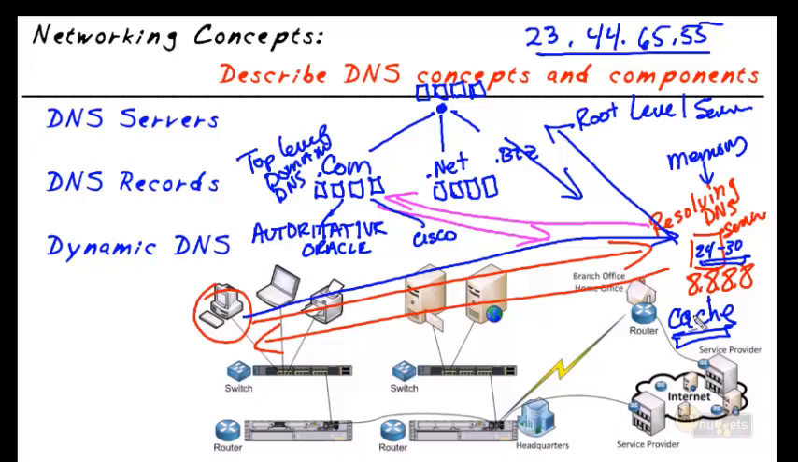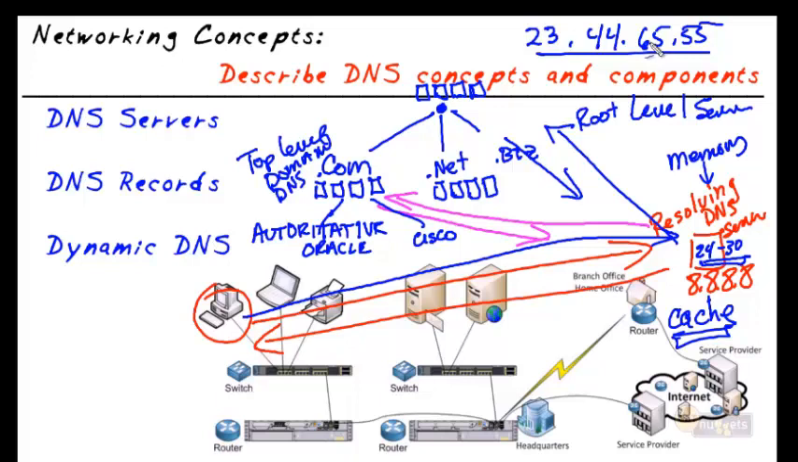You know why? So the next time somebody says, hey, can you tell me where oracle.com is? The resolving DNS server can look in its cache and say, oh, you know what? I know exactly where it is. It's at 23.44.65.55, and feed that answer back. So initially, we have to do a bunch of queries to resolve names to IP addresses. But after one query, these devices can cache that.